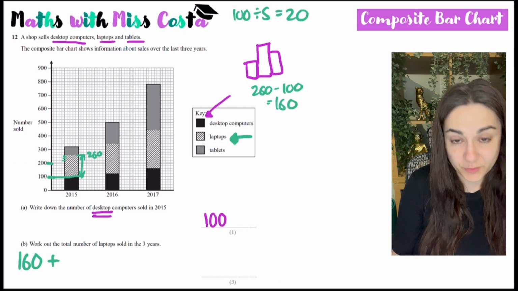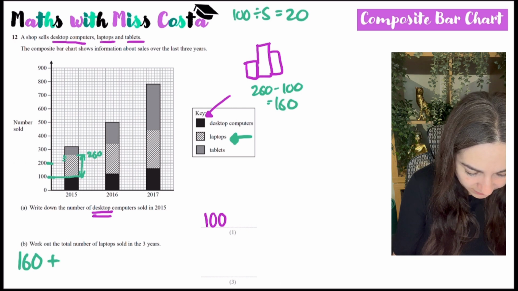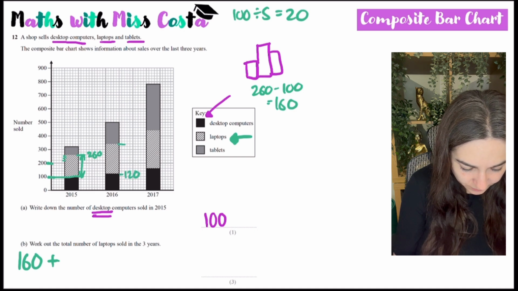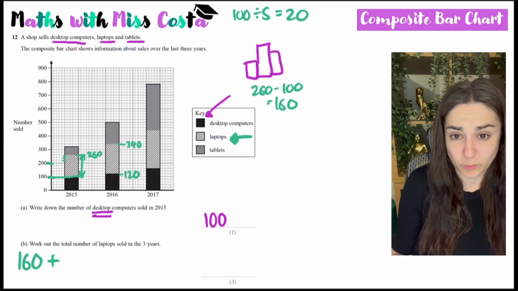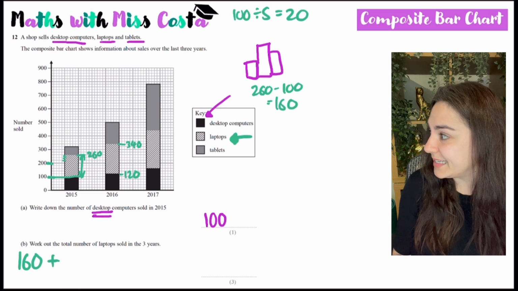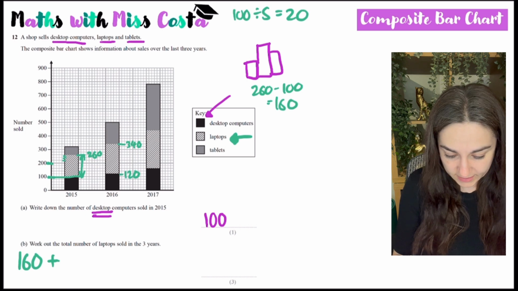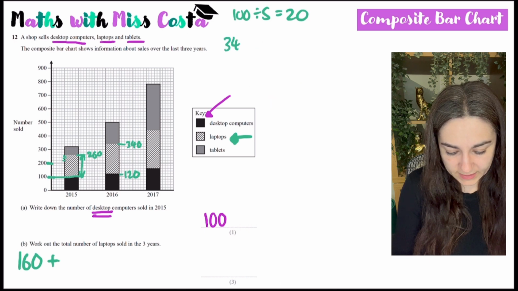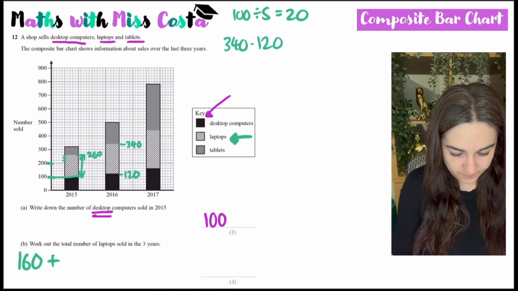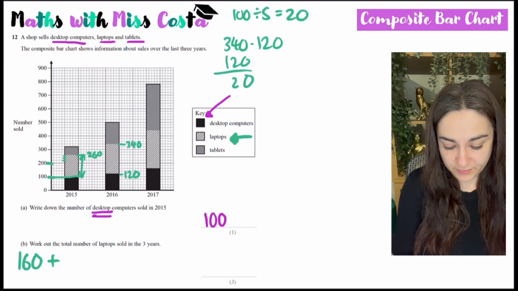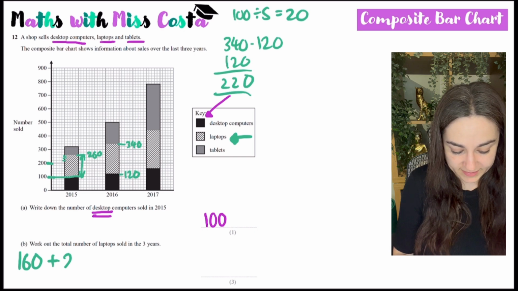I then do the same for 2016. So they start over here at 120, and then they end over here, which would be 340. This is a lot smaller on my screen. It'll be a lot bigger on your computer. So between 120 and 340, if I do 340, take 120, or I can do it like this. So 4 take away 2 is 2, 3 take away 1 is 2, so that would be 220.